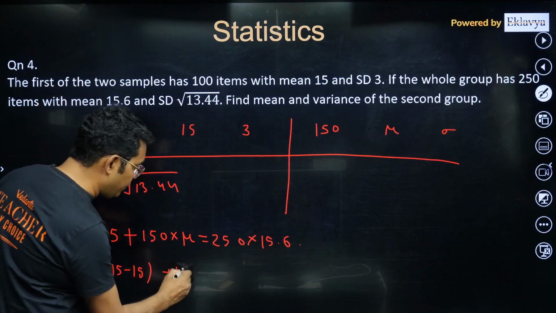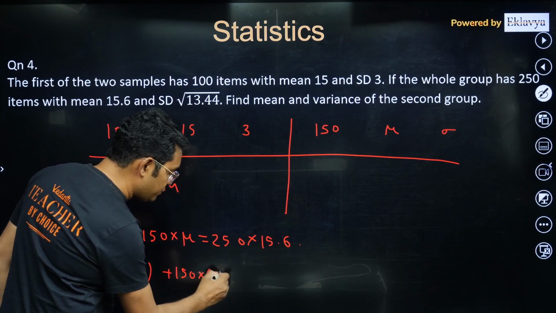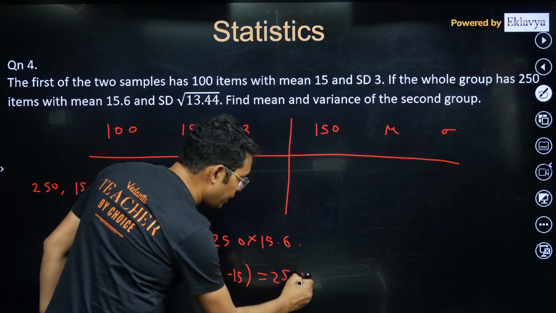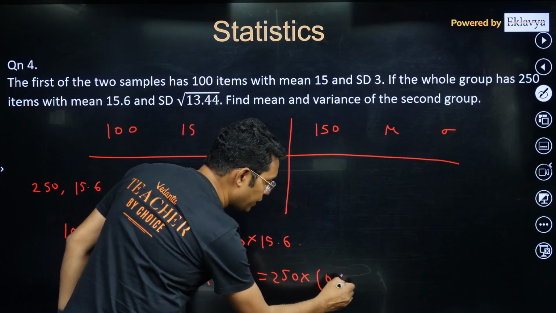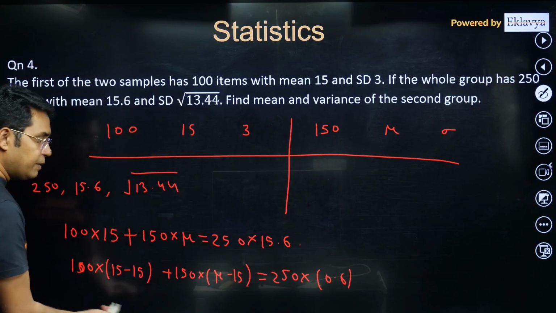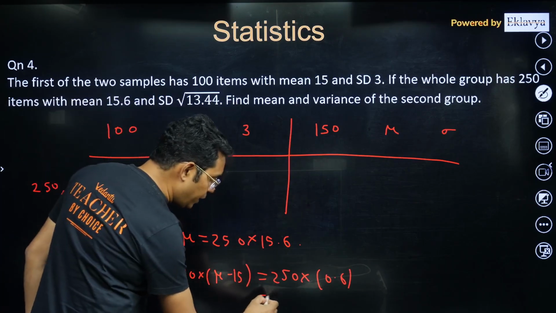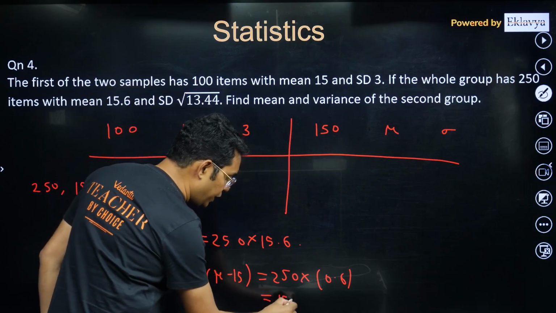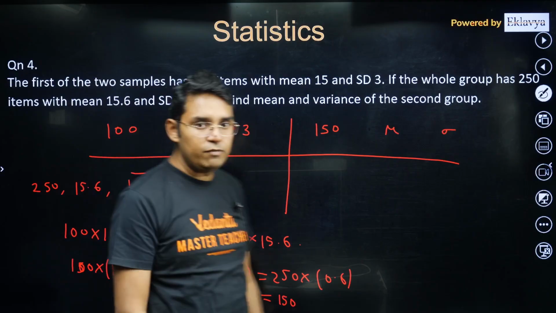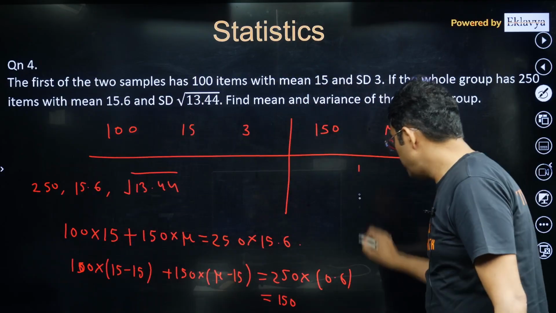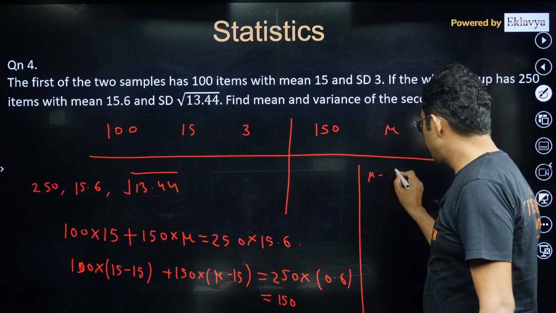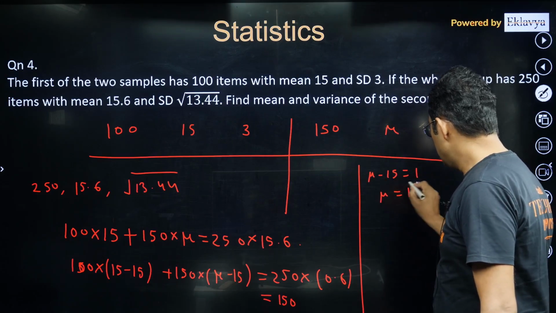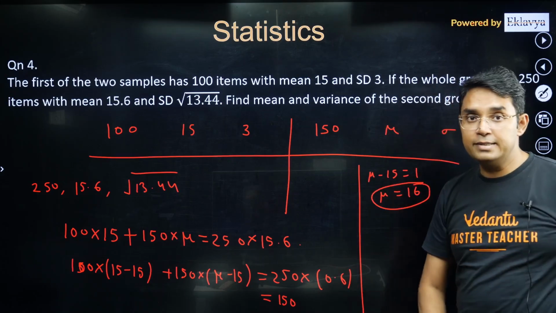Here it will be 150 into mu minus 15, and on the right hand side it is 250 into 0.6 only, since I have subtracted by 15. This has become 0, and this will become equal to 25 into 6, which is 150. So here mu minus 15 will be equal to 1. So your mu value will be equal to 16. So one thing, we have got mu as 16.